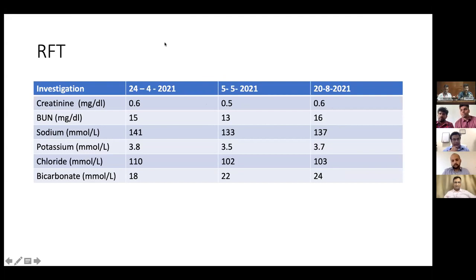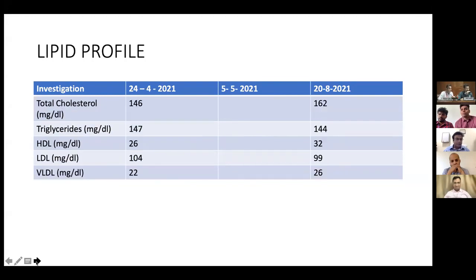Yeah, go ahead, please. Coming to the renal function test, they are normal in both the admission periods. Okay. Any other investigations? I would like to do an etiological workup with a fasting lipid profile. In the lipid profile, the total cholesterol and triglycerides are not within normal limits. The HDL is slightly on the lower side. The rest of the parameters are normal.